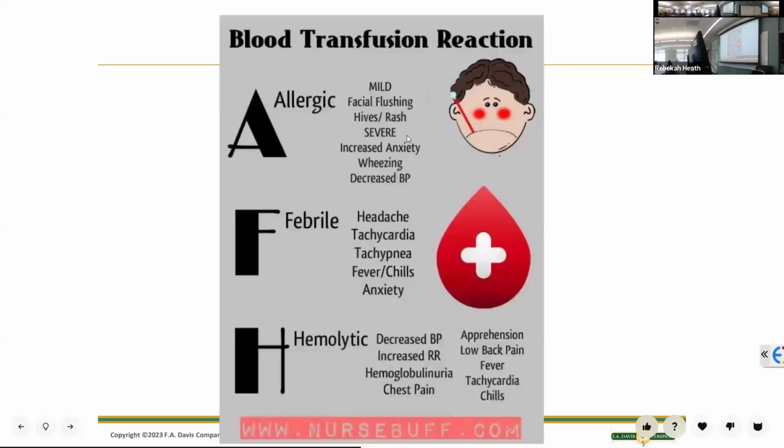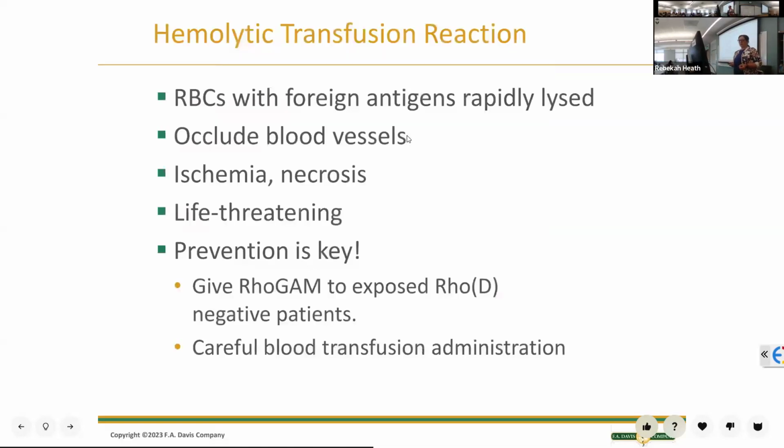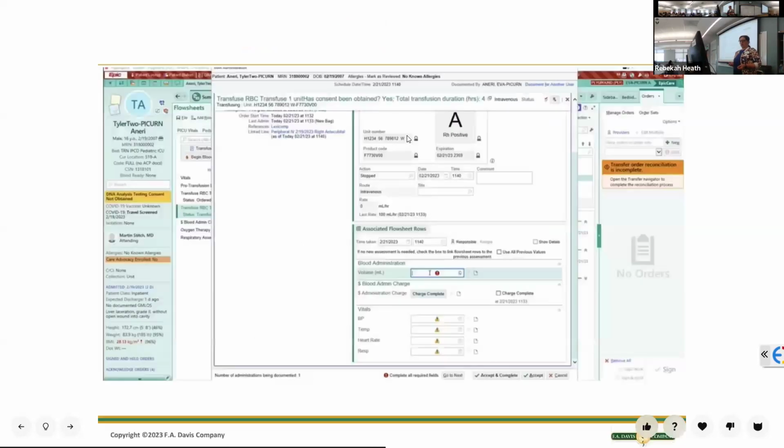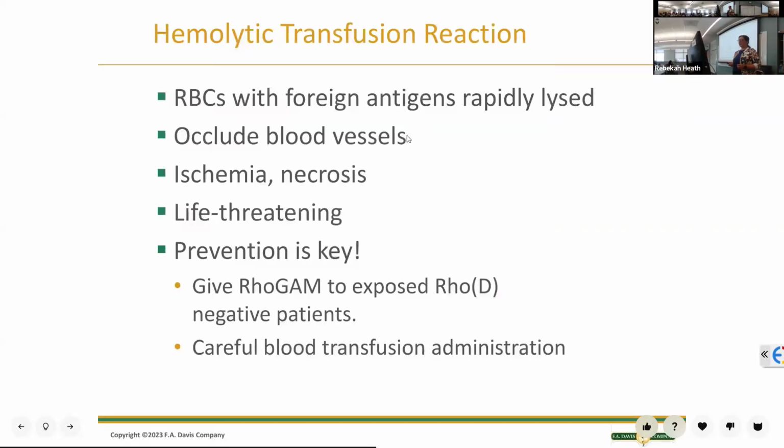Febrile is pretty much what it sounds like, right? The temperature goes up. Because that temperature goes up, we're going to see the heart rate go up, the respirations go up, and they might have fever and chills. Totally different types of reactions than the hemolytic reactions. That's what we're monitoring for when we monitor patients, and I'll get to that in just a second.